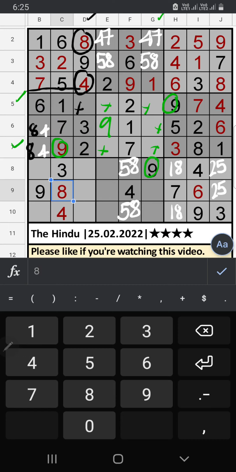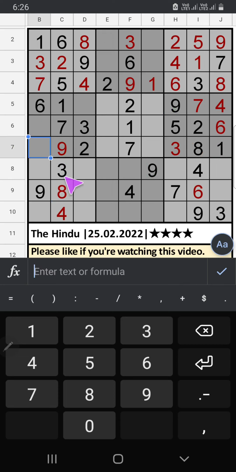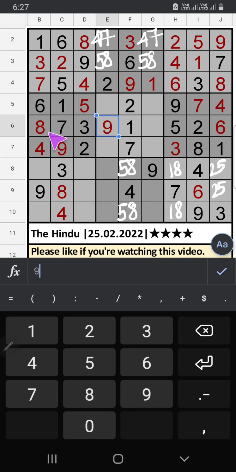Fourth grid, only one number is remaining. 5 is confirmed here. Seventh row, we have 8. So 8 can't come in this cell. 8 is confirmed here. Then 4 is here. Sixth row, only one number is remaining, 4. 4 is confirmed here. Since 4 is here, so 4 can't come in this cell. 4 is confirmed here. Then 7 is here.